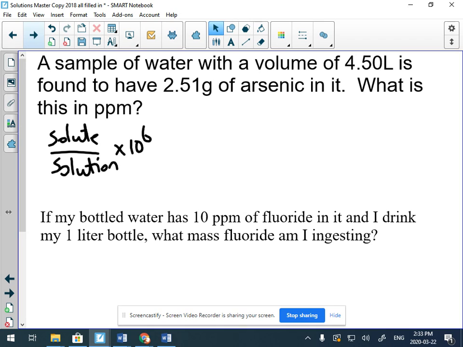That's your formula. And both the units on the top and the bottom need to be the same. There's also a shortcut, which is really cool: if you can keep the solute on the top in milligrams and the solution on the bottom in liters, that's already a part per million. So you can use this formula, or you can go milligram divided by a liter. That gets you parts per million.